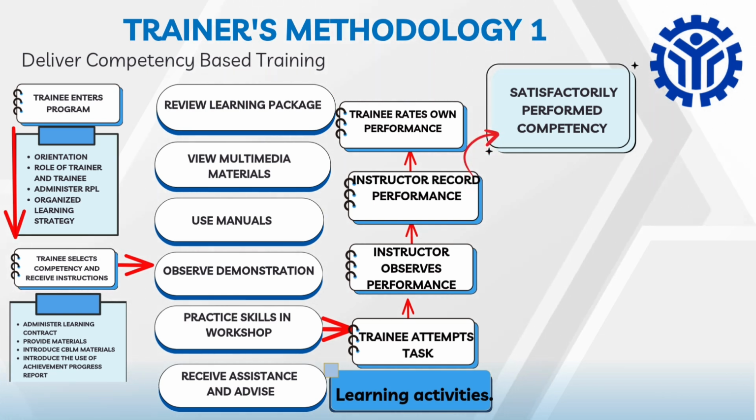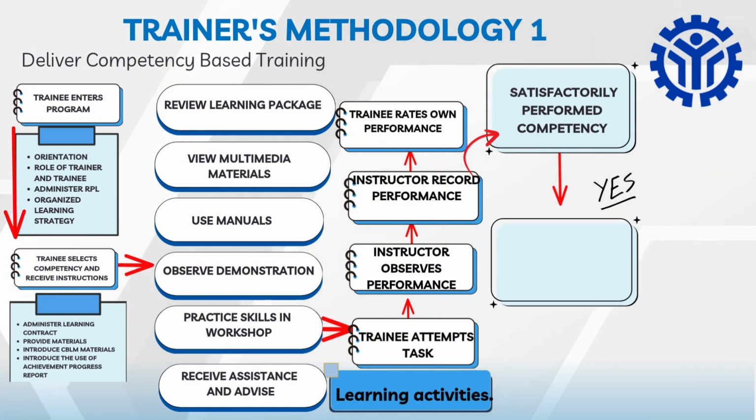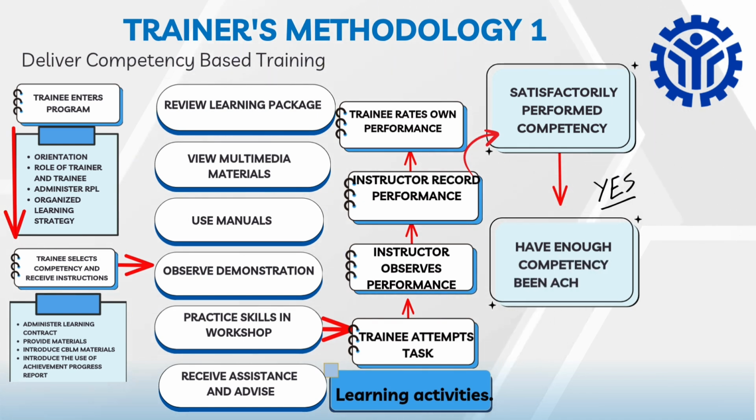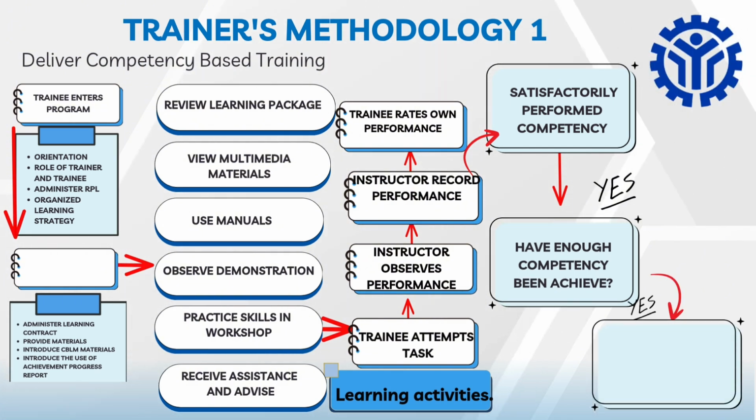If the trainee satisfactorily performs the competency, the trainer will assess if the trainee has already achieved enough competencies to move toward completion. This means the trainee has met all the performance criteria and is ready for formal assessment or certification. Once a trainee has achieved all required units of competency, they are considered competent and can exit the program. This means the trainee is ready for national assessment and upon passing can receive a national certificate for their qualification.